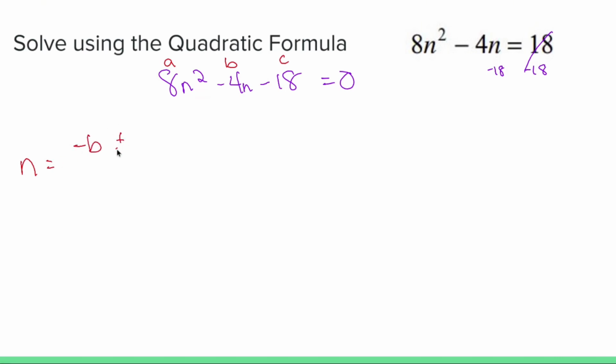N equals negative b plus or minus square root of b squared minus 4ac all over 2a.